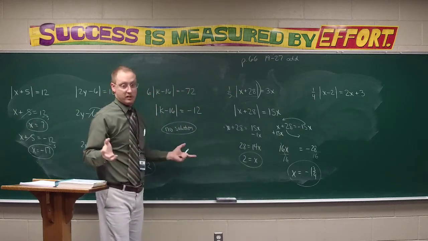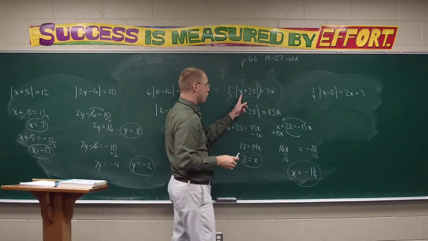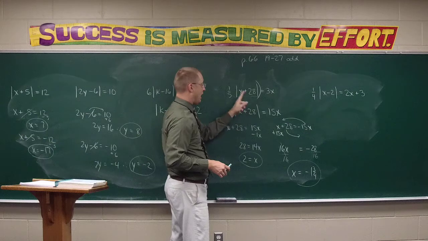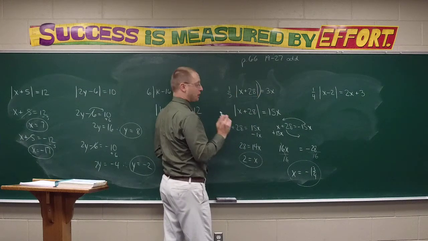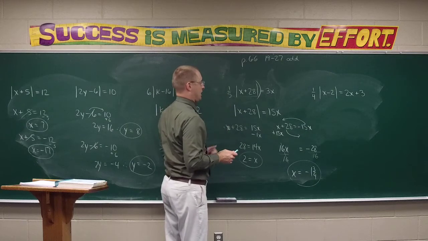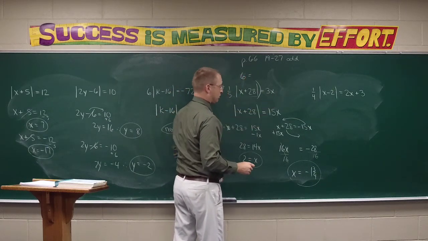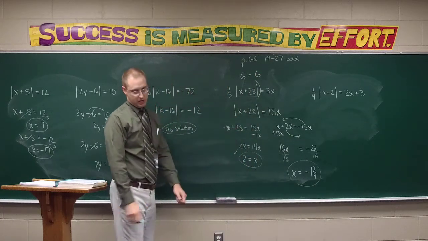Obviously, I want to start with the easy number, class. 2. I like 2. All right, so 2 plus 28, class? 30. And the absolute value of 30? 30. What's a fifth of 30? 6. All right, what's 3 times 2? 6. It checks.